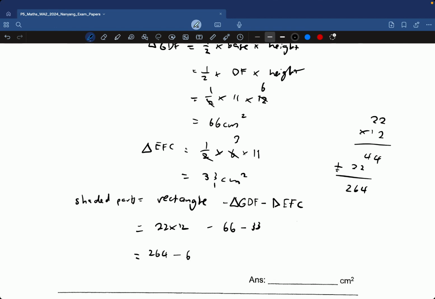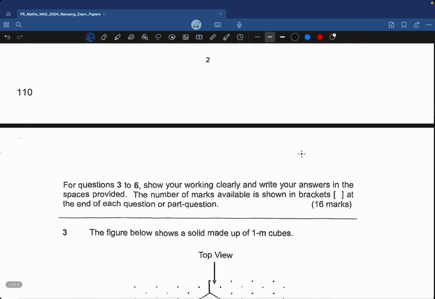minus 66 minus 33. So this should be 165 centimeters square, right? There you go. So that's the answer. 165 centimeter square. All right, let's move on to the next question.